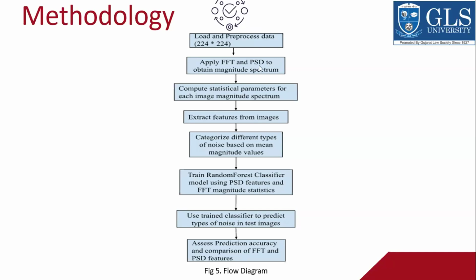Then one classification method is used for research purposes, which is the random forest classifier, using power spectrum density features and fast Fourier transform magnitude statistics. Then use the trained classifier to predict different types of noises in particular test images. And one accuracy parameter is used for finding the correct predictions for both methodologies, which are FFT and PSD features. FFT only measures frequency and phases, while spectrum density is used for the power of images, the power of intensity of particular images.